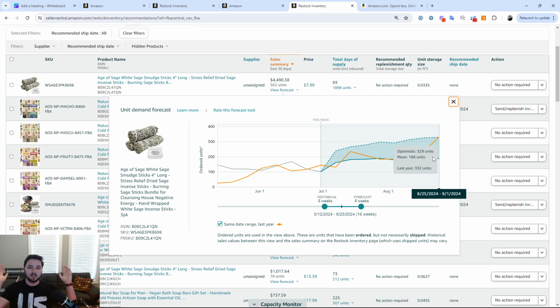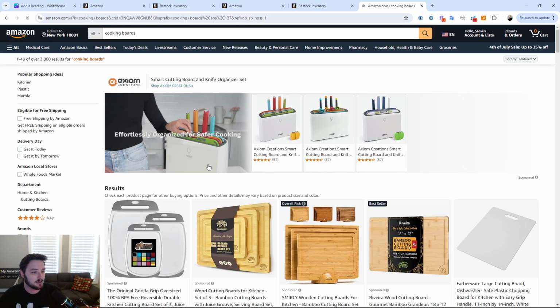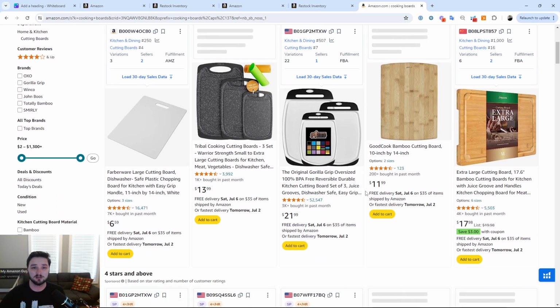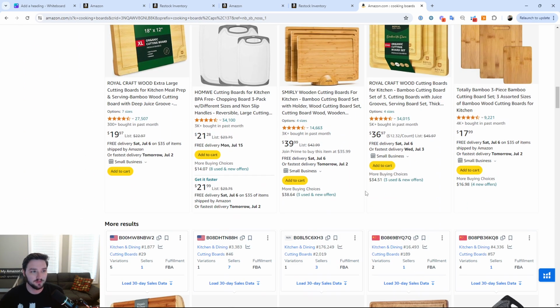Now, let's say all of this does not matter because you do not have a product on Amazon yet. You are looking at selling a product. Well, there's an easy way to predict what you should be sending in for that as well. If we head on over to Amazon and we just search up, let's do cooking boards. If we're looking at cooking boards, you can see we have a million different choices here. Probably not the best place to get into, but we can easily look at all of these different cooking boards.